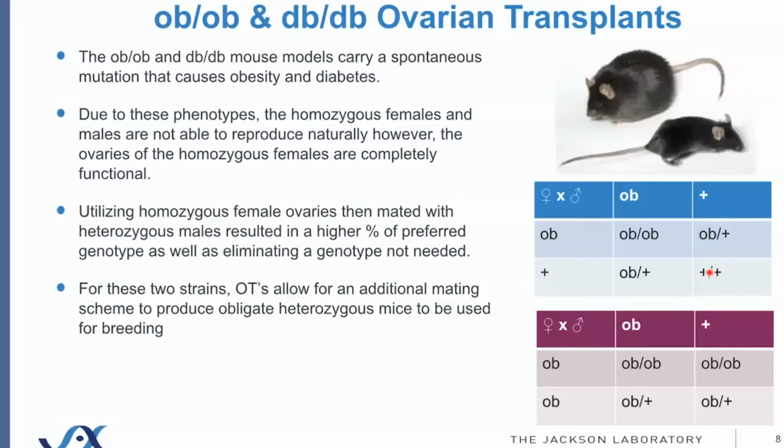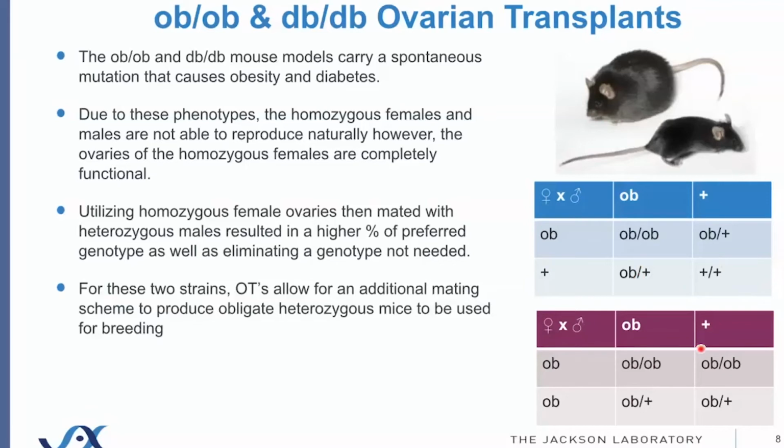But by utilizing the homozygous female ovaries, here we were able to increase our preferred genotype ratio to 50%. And then we're also able, which is key, to eliminate this genotype here. And what that also allowed for was that in our historical mating, if the mouse was not obese, then we would have to genotype those mice to be able to identify if it was a het that we could use back into mating or a wild type that we would discard.